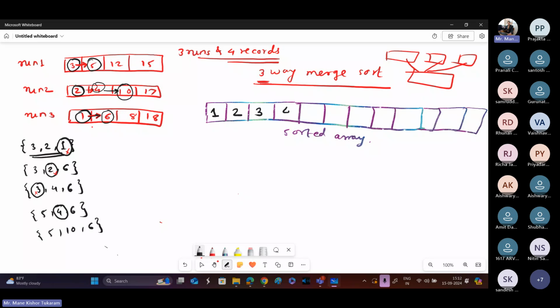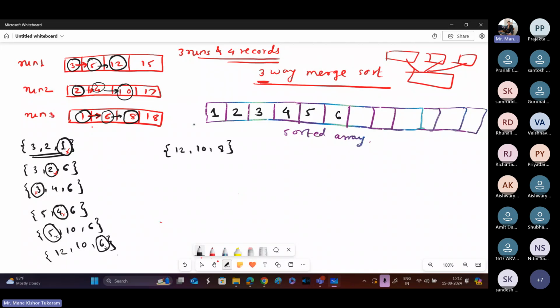So here we move the 4. Now I have to search for the next lowest element, that is 5. I move that 5, and from the same run I load the next element. So I load 12, 10, and 6. From this, again I find the lowest, that is 6. I move that 6 over here. And 6 is available inside the third run, so I move to the next element, that is 8. So my resultant array is 12, 10, and 8.